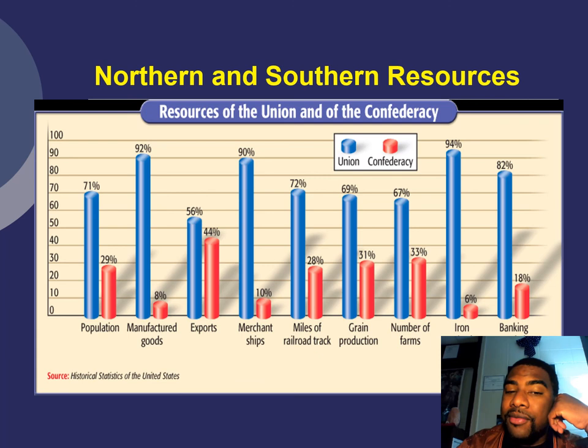The North almost more than doubled the South's population. The manufactured goods are at 92%. So, outside of cotton, the South had no advantage. They had no advantage at all. Moving forward.